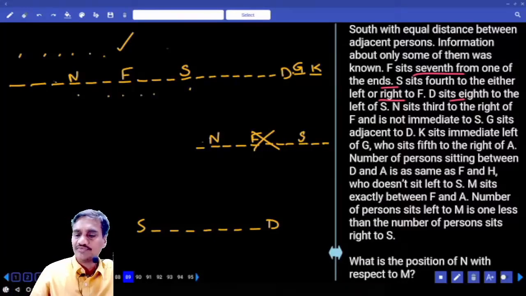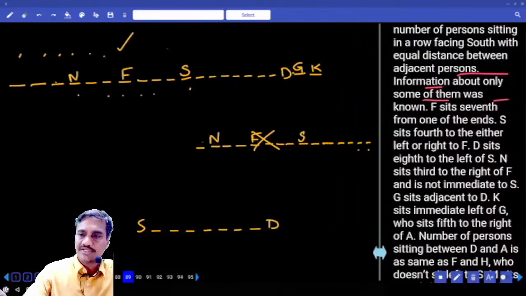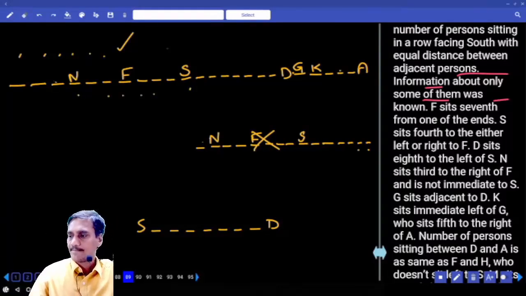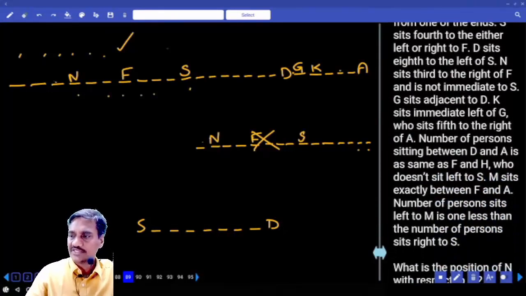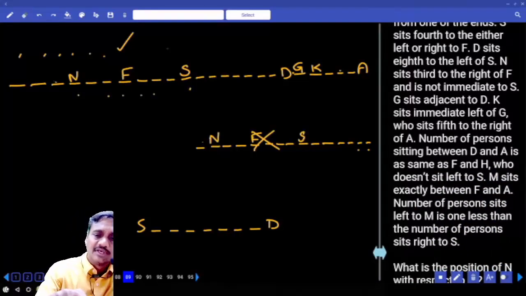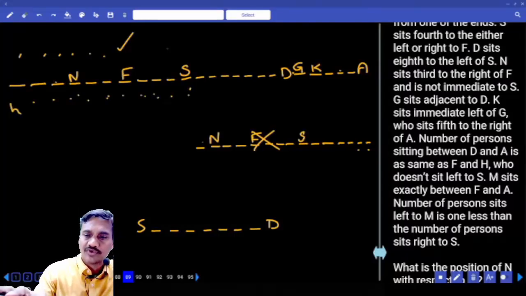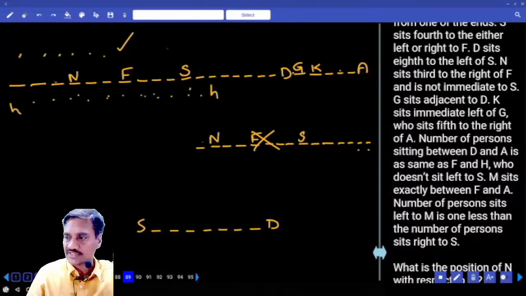G sits 5th to the right of A. Now G is 5th to the right of A. Hence, where should this A be? A is here: 1, 2, 3, 4, 5. G sits 5th to the right of A. And at the same time, the number of persons sitting between D and A is the same as between F and H. Between D and A there are 5 persons, so between F and H we need to have 5 persons. So 1, 2, 3, 4, 5, H can be here, or 1, 2, 3, 4, 5, H can be here. Two possibilities for this F and H.